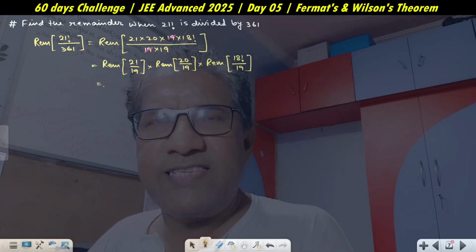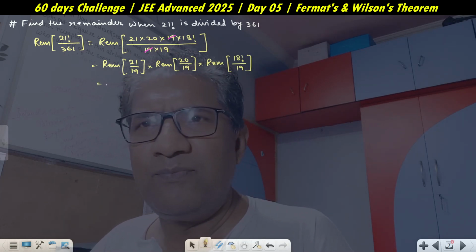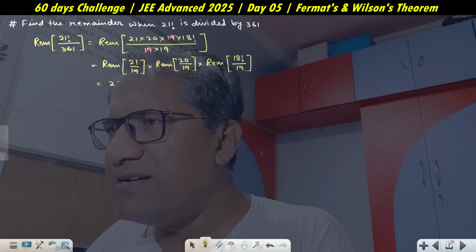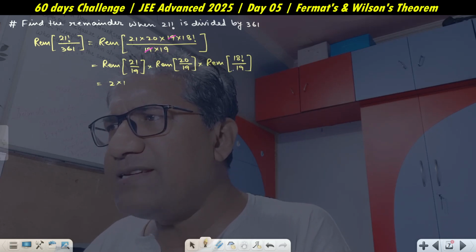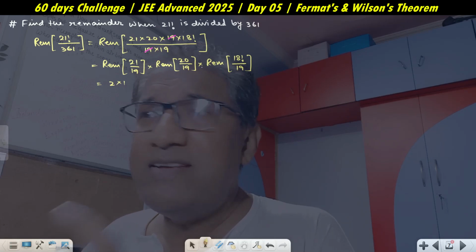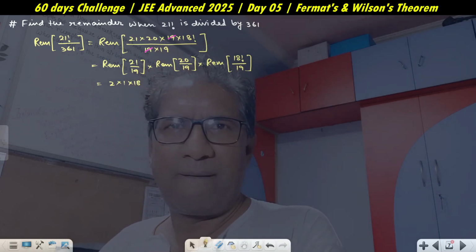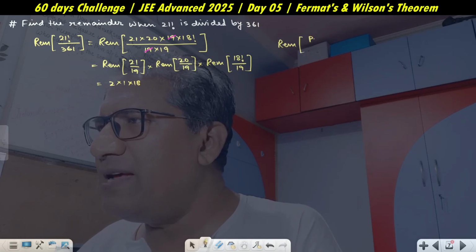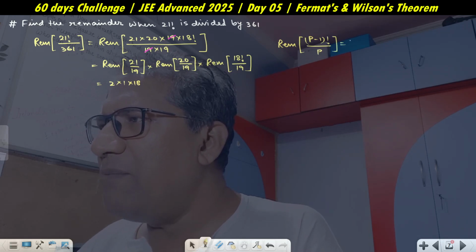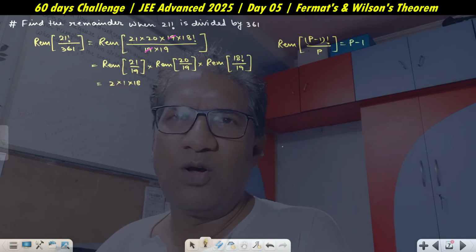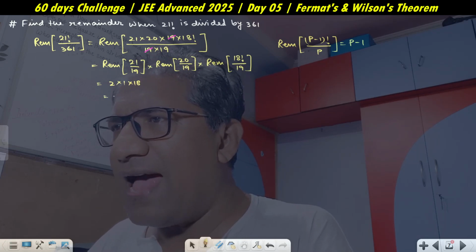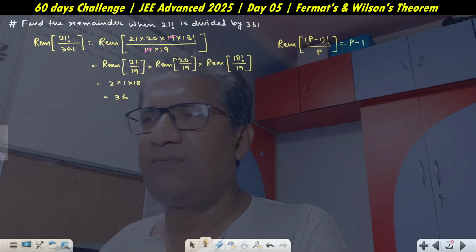Now, we can easily see that when 21 is divided by 19, the remainder is 2. When 20 is divided by 19, the remainder is 1. And when factorial 18 is divided by 19, the remainder is 18. Can you tell me why? Because from Wilson's theorem, the remainder when p minus 1 factorial is divided by p is always p minus 1, where p is a prime number. Here 19 is a prime. So we are getting the remainder as 36.